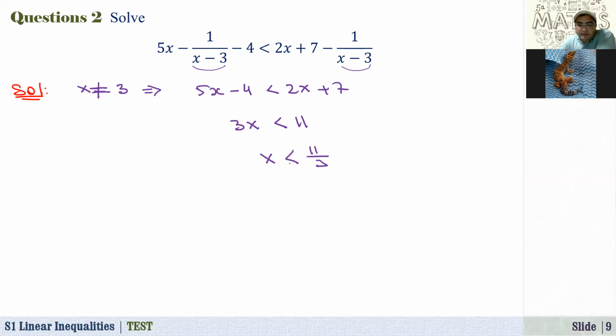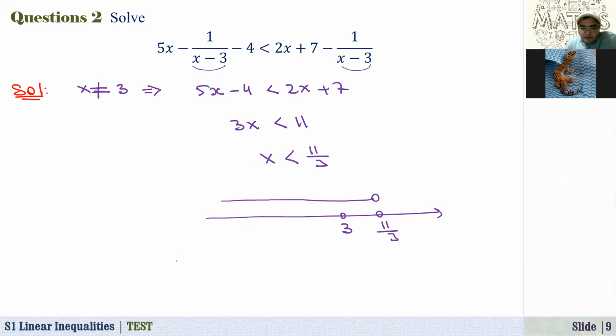It is greater than 3, right? Because if you just draw on the number line, here we have 11 over 3, and also here we have 9 over 3, which is 3. Actually, the solution is here. And we know that this x cannot be equal to 3. Maybe I should just draw an unshaded small circle to represent this 3. So it cannot be 3.